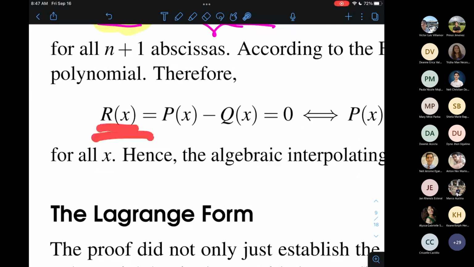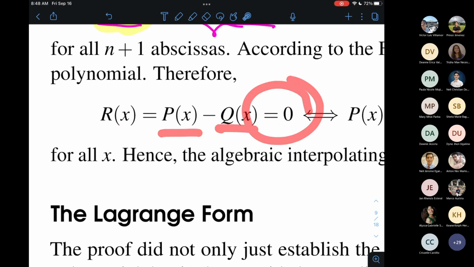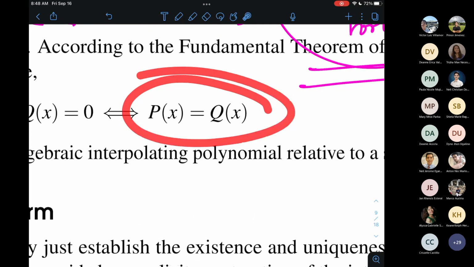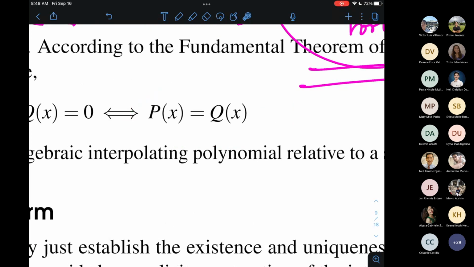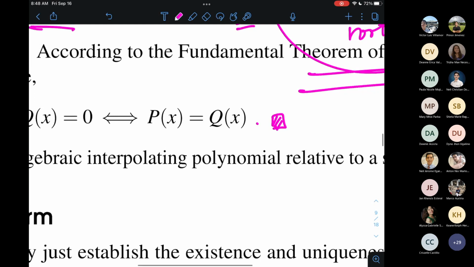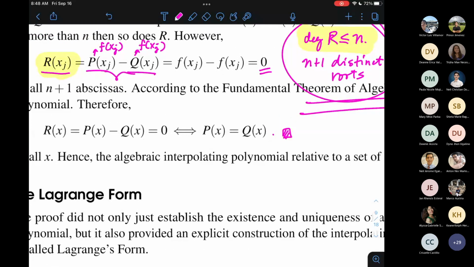So that means R of x is identically zero for any x. Pero paano nga define si R? Si R is defined to be P minus Q. So that means P minus Q is equal to zero for all of the x's in the domain. So that means P of x is equal to Q of x. So nag-start tayo sa dalawang algebraic interpolating polynomials P and Q, but essentially we have shown through the fundamental theorem of algebra that P and Q are identical. And that ends the proof of uniqueness. All right. That clear? Any questions?